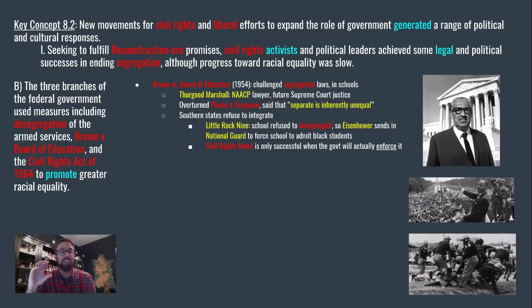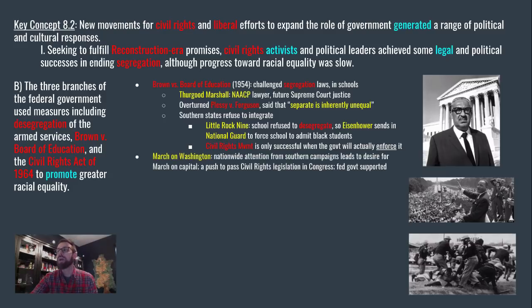School segregation has a very mixed legacy, because even up to today, even though segregation of schools is illegal, it still happens through de facto segregation. I can talk about that more in class if you want.